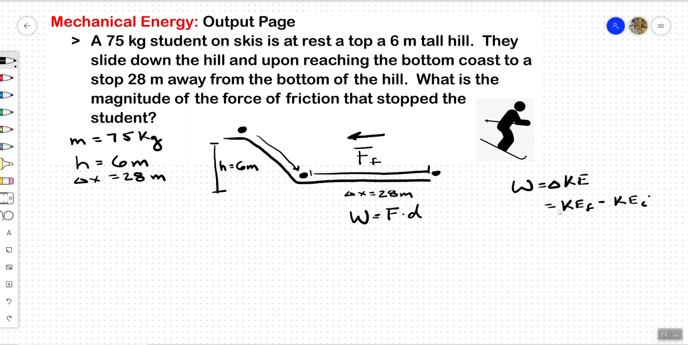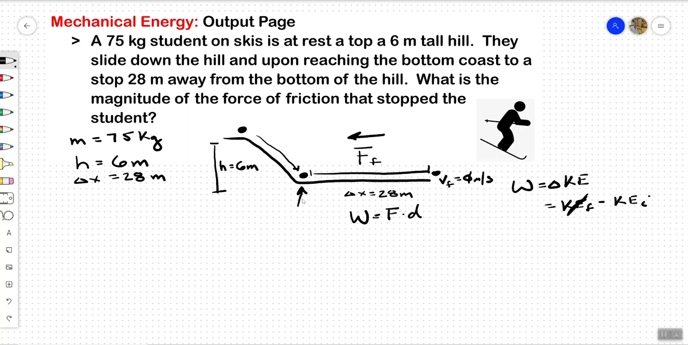So in order for me to do that, well, at the end they stop. So their final velocity here is 0 meters per second, so there is no kinetic energy at the end. So really we would say work is equal to, in this case, the opposite of its initial kinetic energy. So its initial kinetic energy is right here, right? This is where friction is slowing them down.